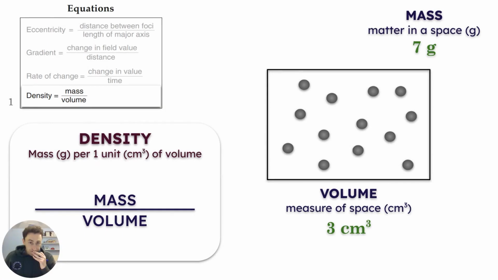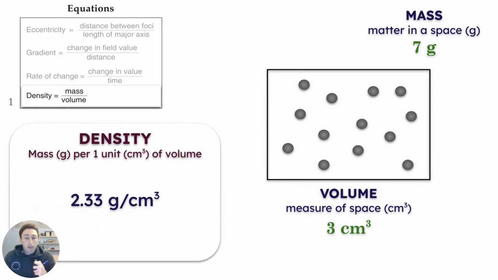Here's another example. You have 7 grams and 3 cubic centimeters. It would be 7 divided by 3, which will give you 2.33 grams per cubic centimeter.